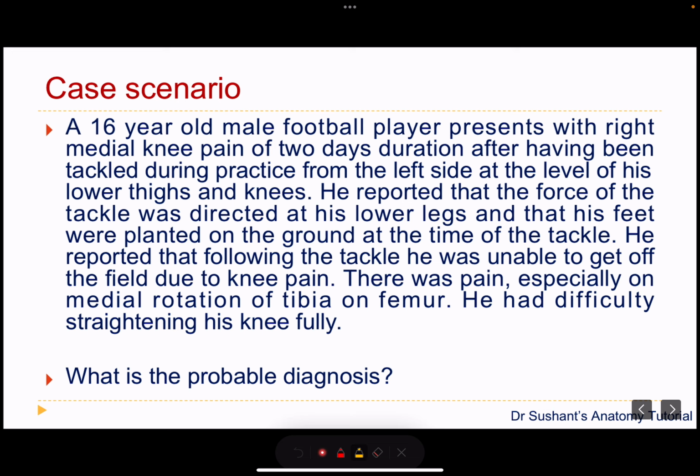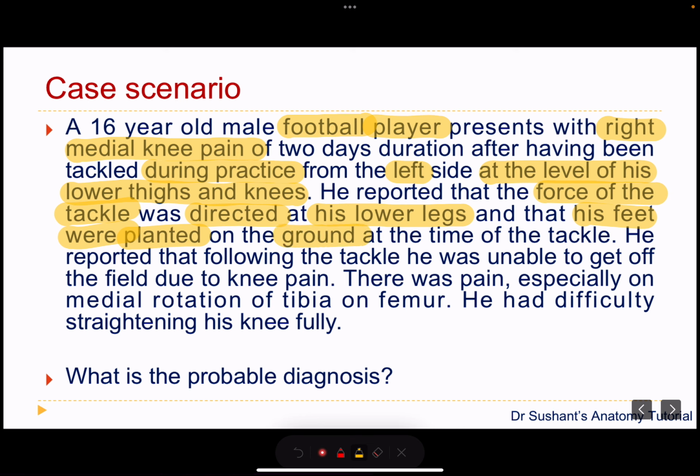So let us begin by reading this case scenario. A 16-year-old male football player presents with right medial knee pain of 2 days duration after having been tackled during practice from the left side and at the level of his lower thighs and knees. He reported that the force of the tackle was directed at his lower legs and that his feet were planted on the ground at the time of the tackle.